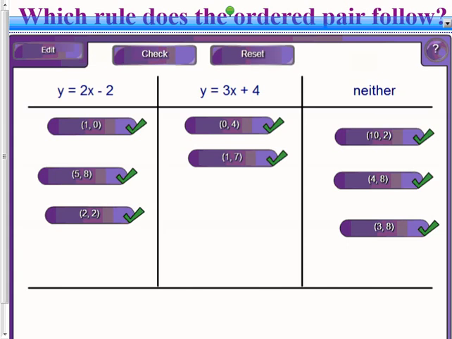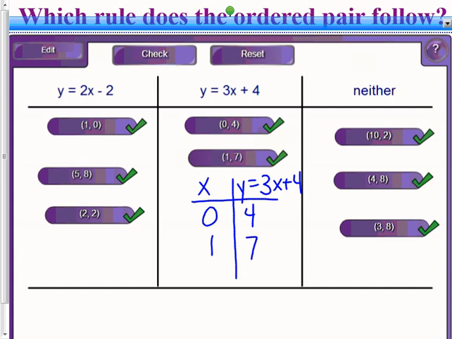Let's try one more. And again, notice the way I know they're correct is if I made a function table for this, for example, for this one, y equals 3x plus 4. Both of those ordered pairs would work. If x is 0, 3 times 0 is 0 plus 4 is 4. If x is 1, 3 times 1 is 3 plus 4 is 7. Both of those ordered pairs work. And the ones in neither column won't work for those. And the ones in the first column will work for the equation y equals 2x minus 2.